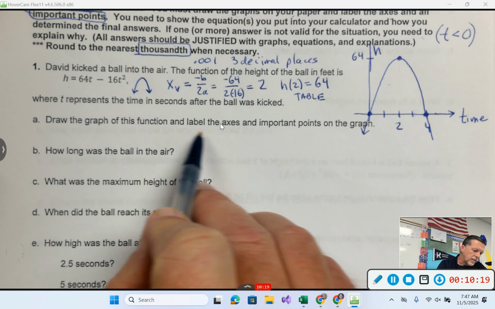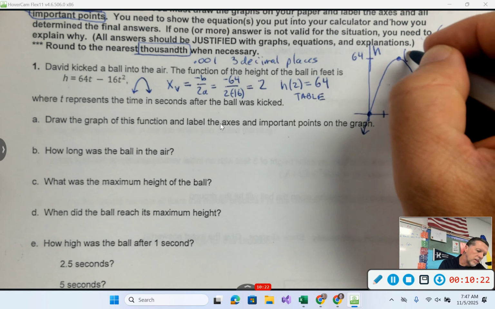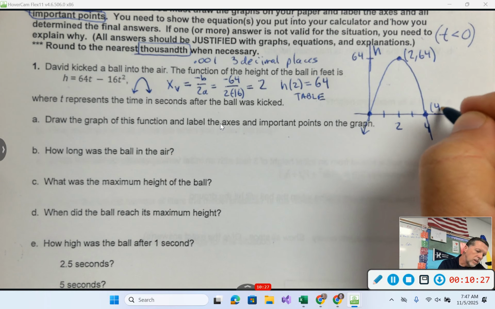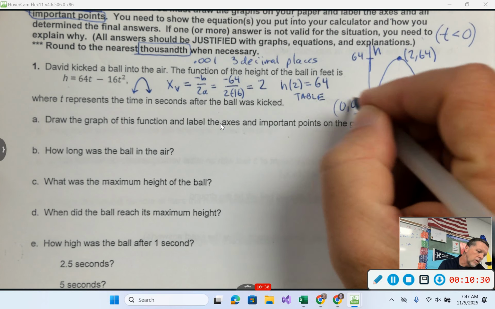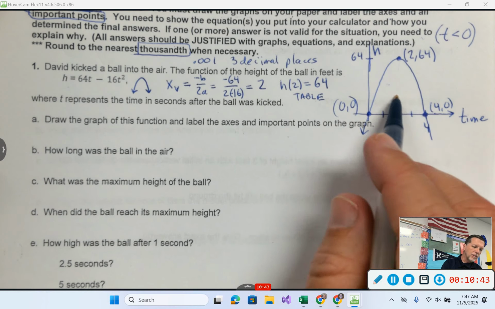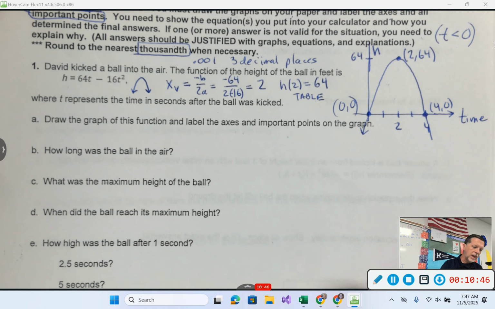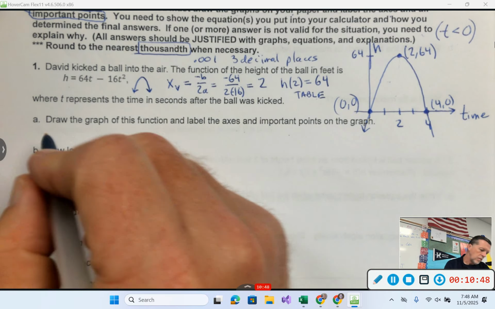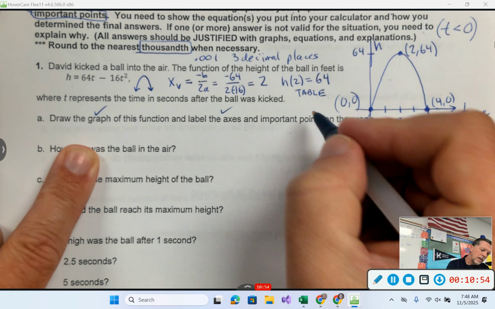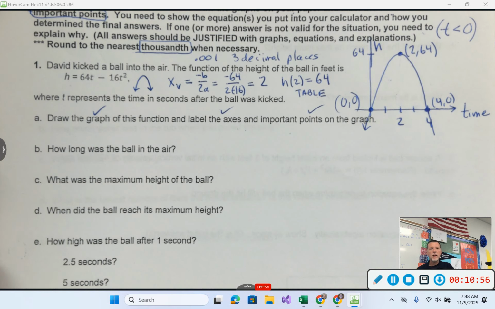So height versus time. Draw the graph, label the axes, and important points. So 2, 64, that's an important point. 4, 0, and 0, 0, my intercepts. All right. I mean, I can make my calculator look like that, but now that I've got the picture, I don't really need the calculator graph. So let's just keep working through these. Draw the graph, got that. Label the axes, important points. Okay, so we're done with part A.